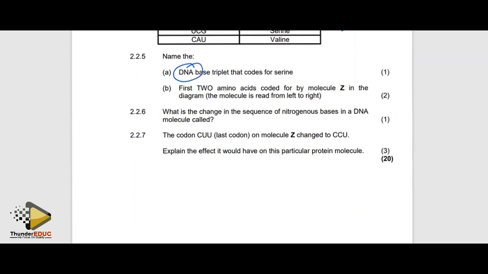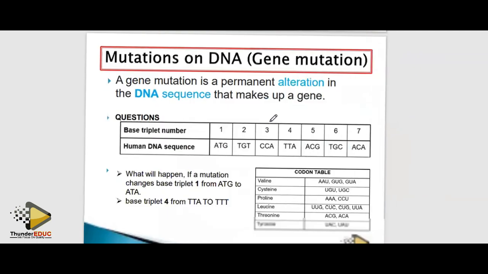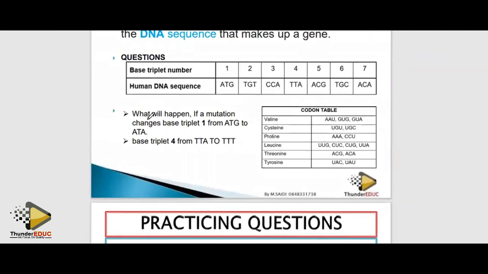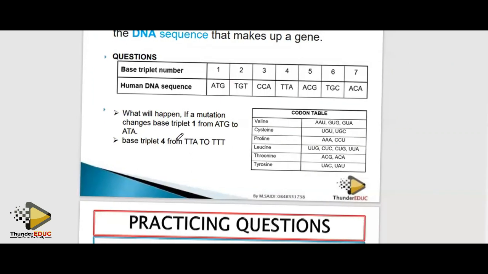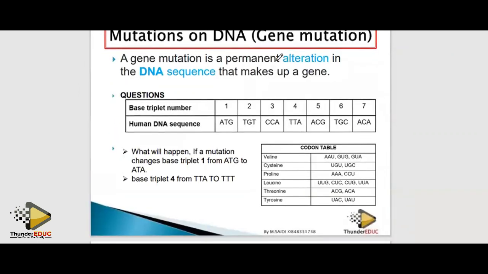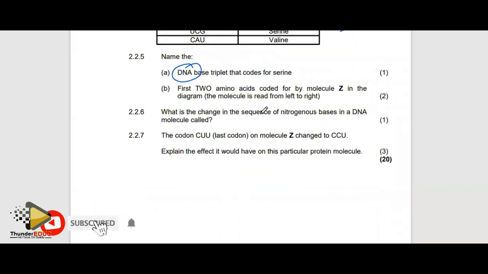This can also be answered by the book. If you go to the end of DNA, it is here. What will happen if this mutation changes the triplet from this to this? So basically, if you go here, then automatically it's being answered there. Gene mutation is a permanent alteration of the DNA sequence that makes up a gene. The question they have asked here is the change in the sequence of nitrogenous bases. How is it called? It is gene mutation.